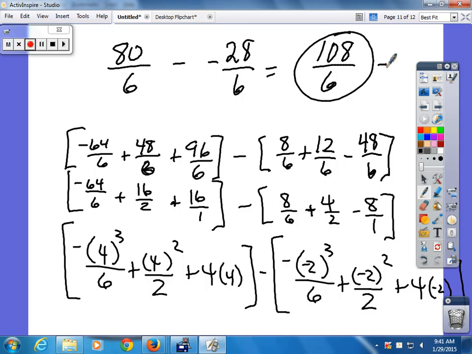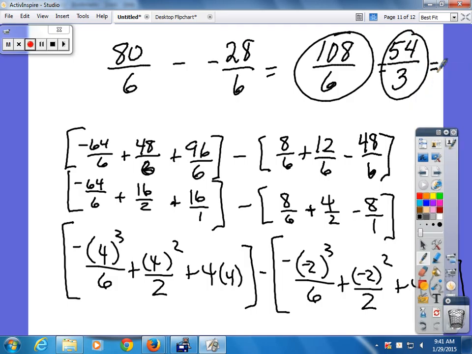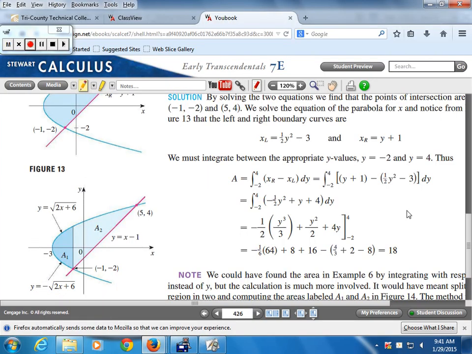And you can reduce that down to what? 54? Help me out. Over 3? Huh? 18? Is that what it comes out to be? 18 over what? I'm sorry, what? 18. As you can see, the math can be what? Very tedious, so be careful. Let's see what they got. 18. Alrighty.